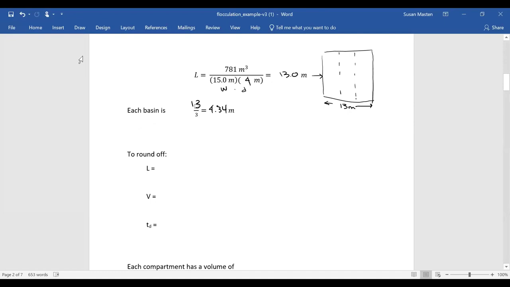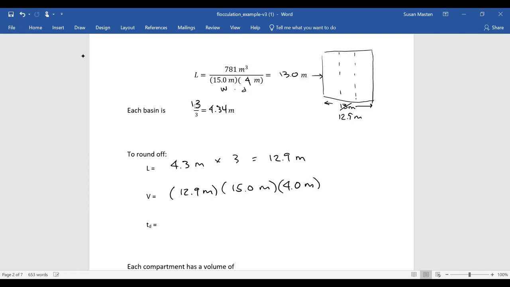In order to provide design specifications that can be met, we're going to round off and only use 1 decimal place. So if our length is 4.3 meters, we've just rounded down, times 3, it's 12.9 meters. So instead, when we round off, this is not going to be 13. This is actually going to be 12.9 meters. The volume is 12.9 meters times 15, the width, times the depth, and so it is actually 774 meters cubed, so it's slightly less. So notice, we determined the volume, we then calculated the length, we then made an engineering judgment on what was a reasonable design specification.